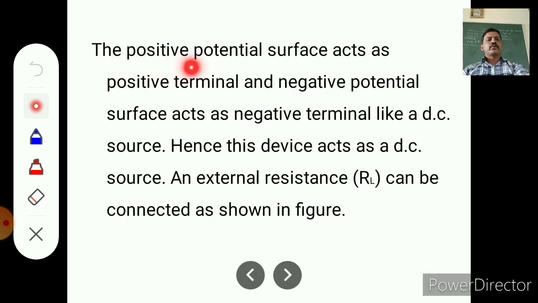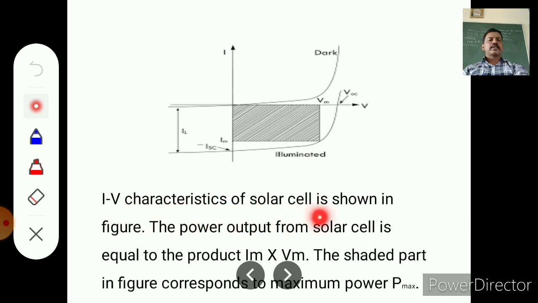The positive potential surface acts as a positive terminal and the negative potential surface acts as a negative terminal, like a DC source. Hence, this device acts as a DC source and an external resistance RL can be connected as shown in the figure. The IV characteristic of the solar cell is shown in the figure. The power output of the solar cell is equal to the product of Im into Vm. Im is the maximum current, Vm is the maximum voltage. Thus, the shaded part in the figure corresponds to the maximum power.